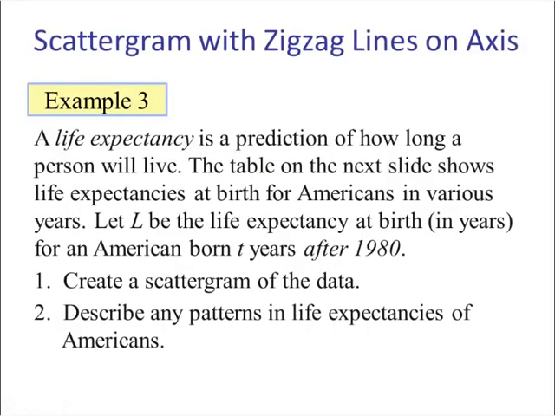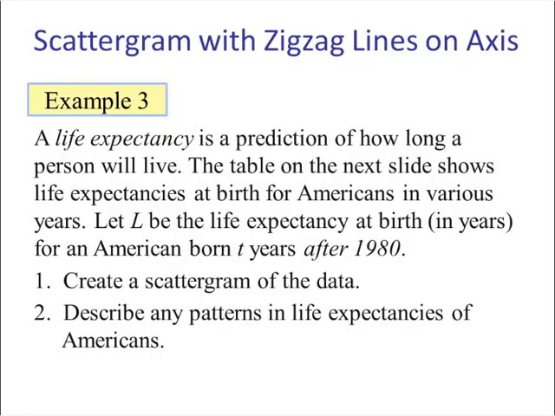Example 3. A life expectancy is the prediction of how long a person will live. The table on the next slide shows the life expectancies at birth for Americans in various years. Let L be the life expectancy at birth, measured in years, for an American born T years after 1980. Number 1, construct a scattergram of the data. Number 2, describe any patterns in life expectancy of Americans.